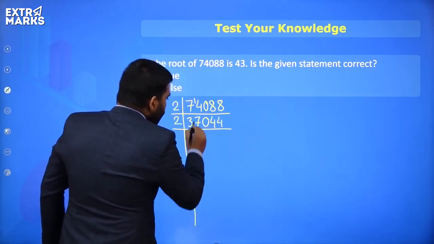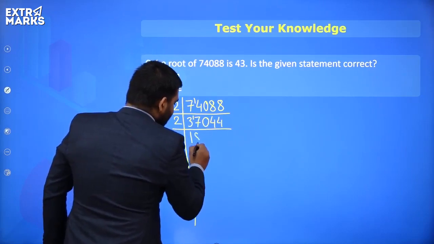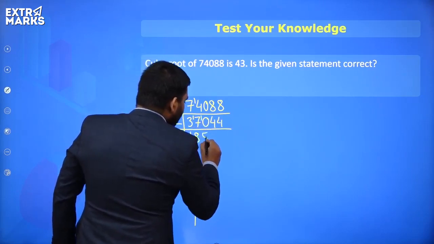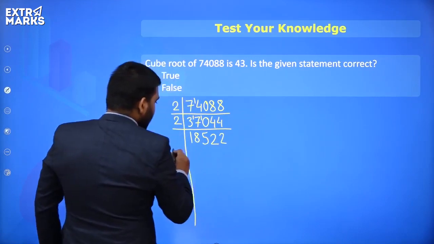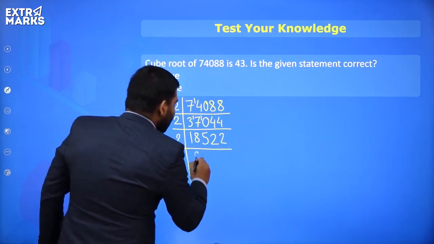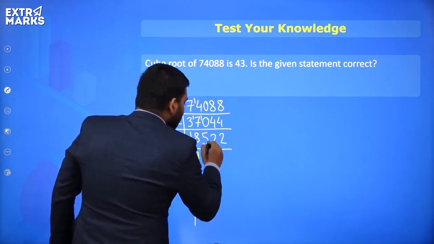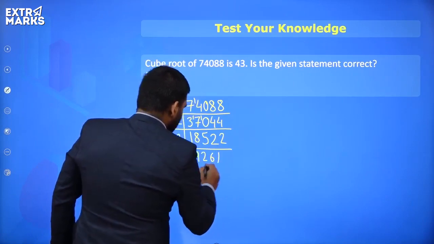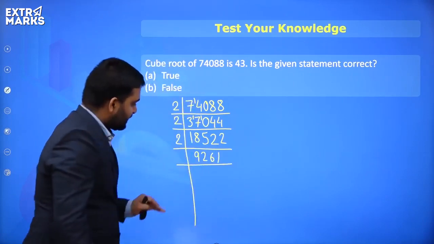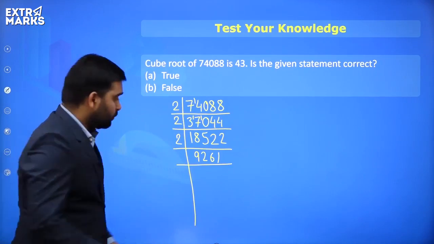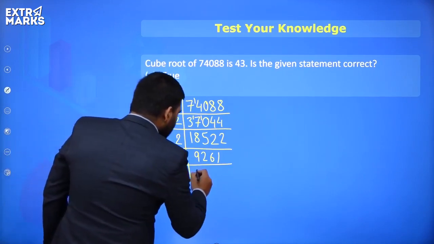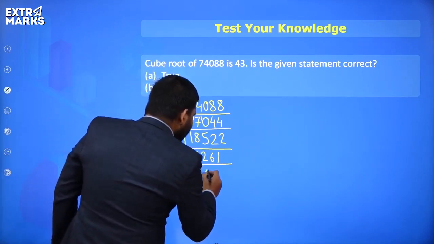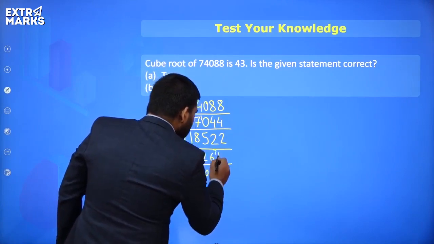2 1s are 2, 2 8s are 16, 2 5s are 10, 2 2s are 4 and 2 2s are 4. 2 9s are 18, 2 2s are 4, 2 6s are 12 and 2 1s are 2. Now everyone see this. Is this number divisible by 3? You'll say yes sir. 3 3s are 9, 3 8s are 24, carry 2, 3 7s are.